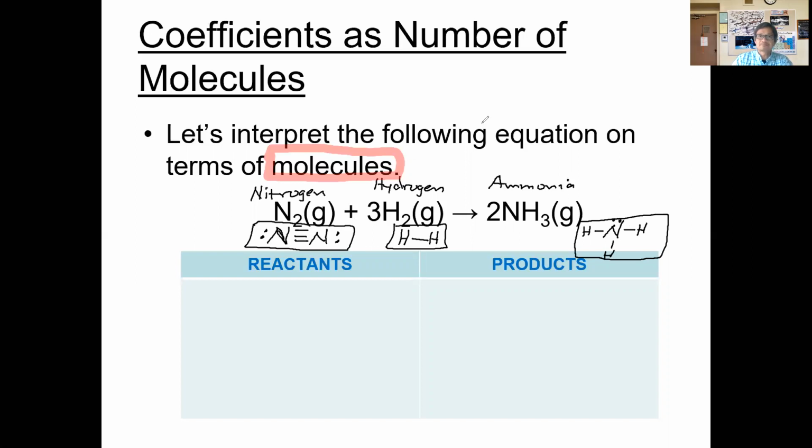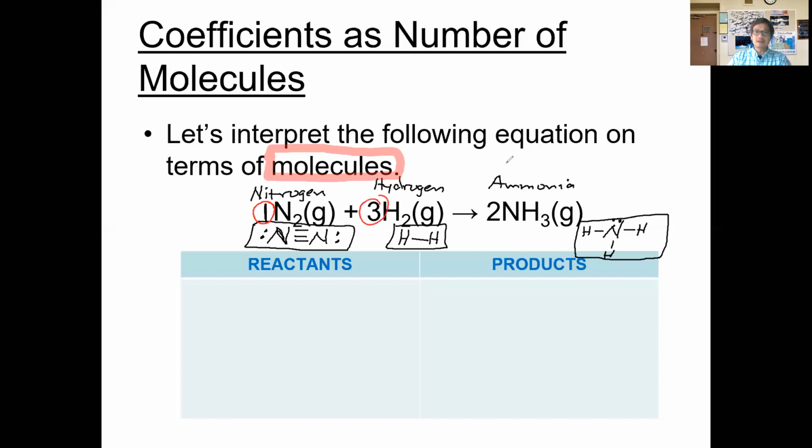you have 1 here. That's understood to be 1. If there's no number written here, it's understood to be a 1. So let's go ahead and write that in for you right now. With that said, we have 1 particle, and this is the way we can interpret the balanced equation. 1 particle of nitrogen reacting with 3 particles of hydrogen.